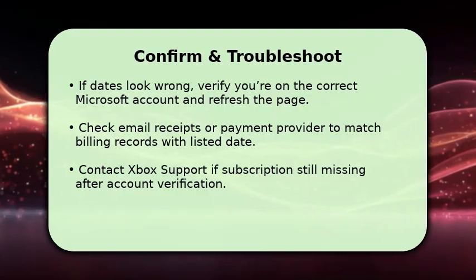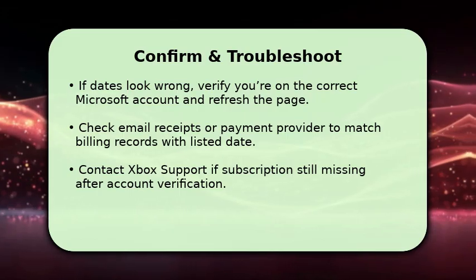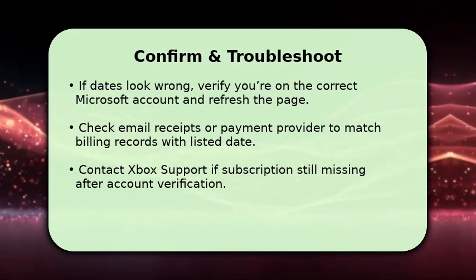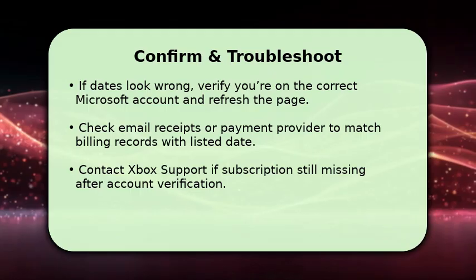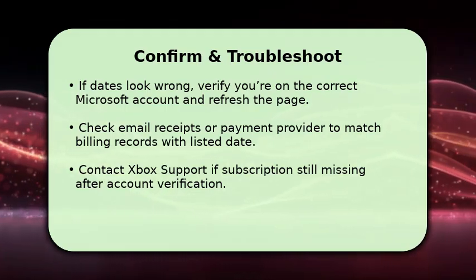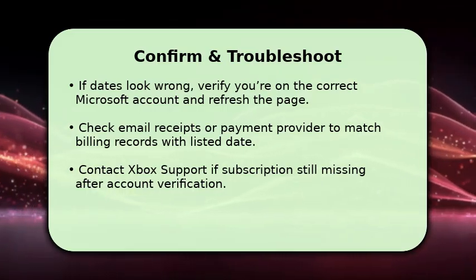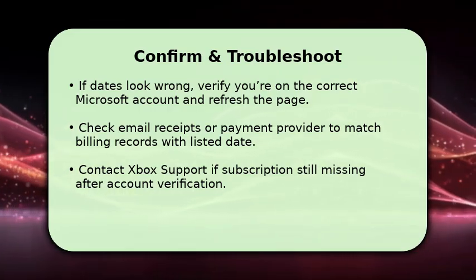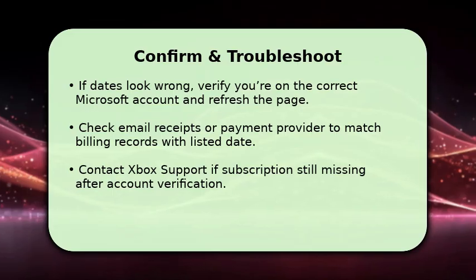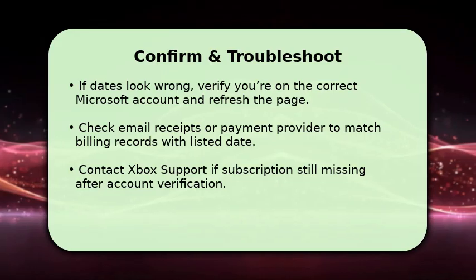This cross-check prevents surprises. If the entry is missing or shows incorrect dates, sign out and sign back in, then refresh Services and Subscriptions. Sometimes account links lag. Make sure the payment method wasn't charged on a different Microsoft account. If problems persist, contact Xbox support with your purchase receipt and account email. They can reconcile subscriptions and restore the authoritative expiration date.